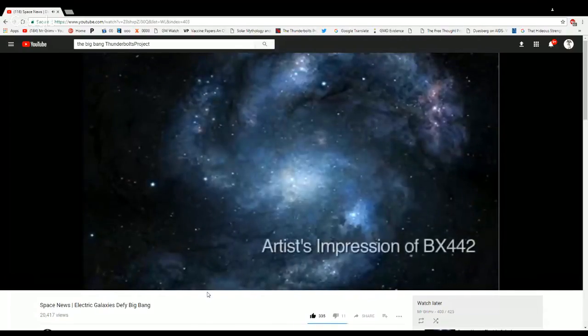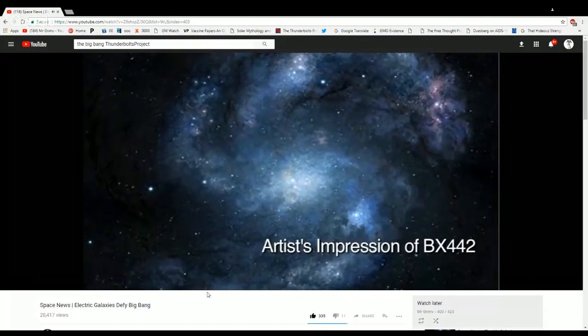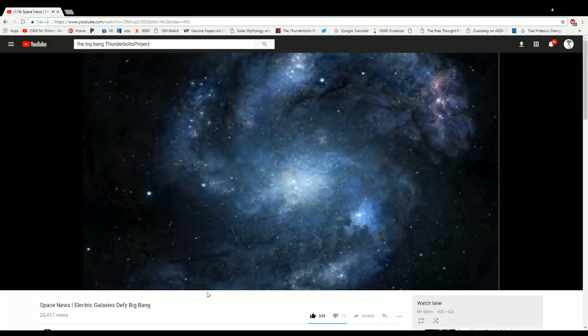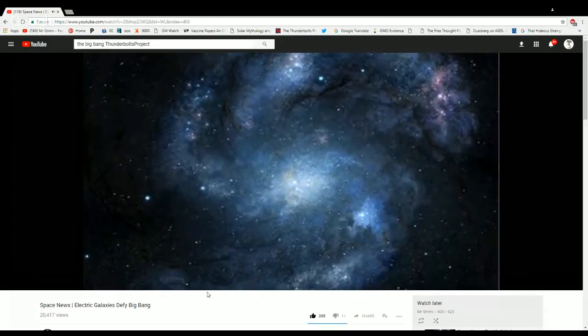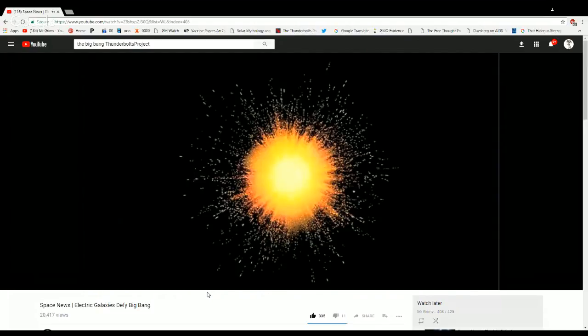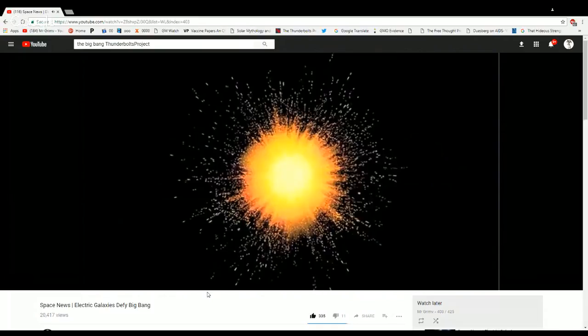Researchers using the Hubble telescope have spotted an astounding spiral galaxy. Astounding, they say, because it shouldn't exist. The researchers have dated the galaxy's age at 10.7 billion years old. Lead author of the study, David Law, says of these findings, "The fact that this galaxy exists is astounding. Current wisdom holds that such grand design spiral galaxies simply didn't exist at such an early time in the history of the universe." What are we to make of these and other findings that defy the underpinnings of the Big Bang theory?